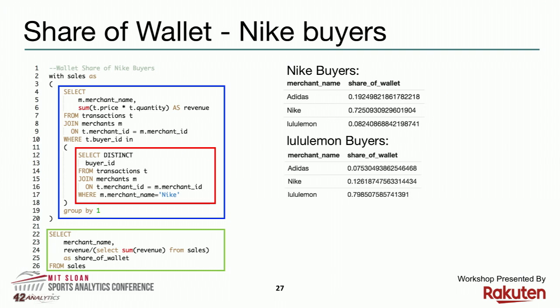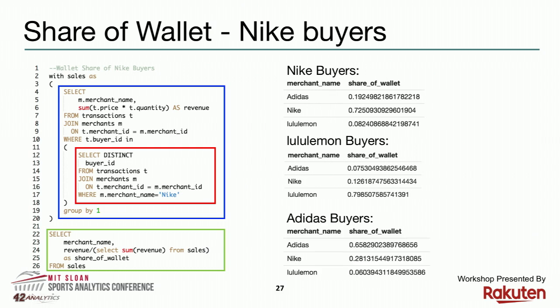If we look at Lululemon, they're actually better. Almost 80% of their dollars just go to Lululemon. And if we were to do the same thing for Adidas, this is where we see something slightly different. They have a much lower loyalty than any of those other merchants, at around 65%. So by far, Adidas's buyers spread their spend around more than buyers from any other brand in this data set.